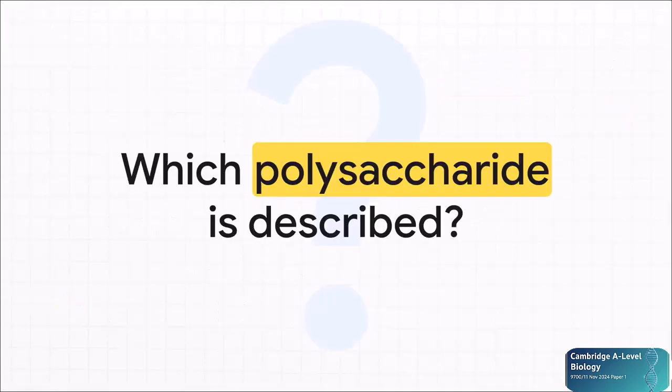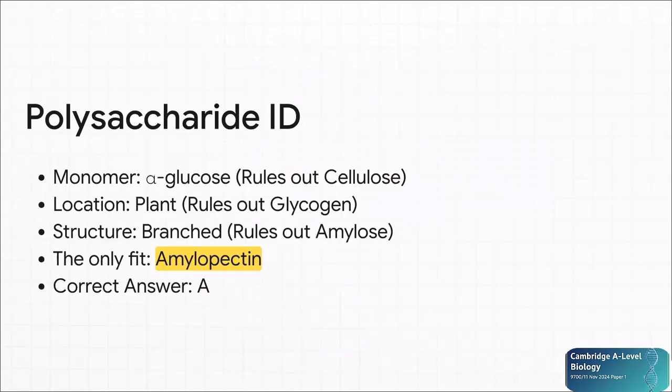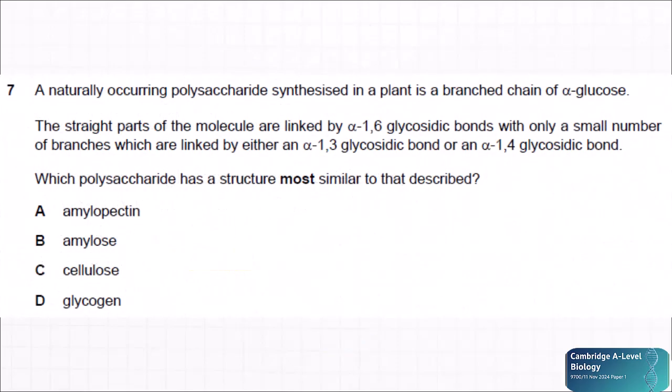Let's move on to question 7, where we're identifying a mystery molecule. We're told it's a polysaccharide, and we get 3 crucial clues. It's made in a plant, it's branched, and it's built from alpha-glucose units. Time to do some detective work. This is a perfect time to use the process of elimination. Let's take the clues one by one.